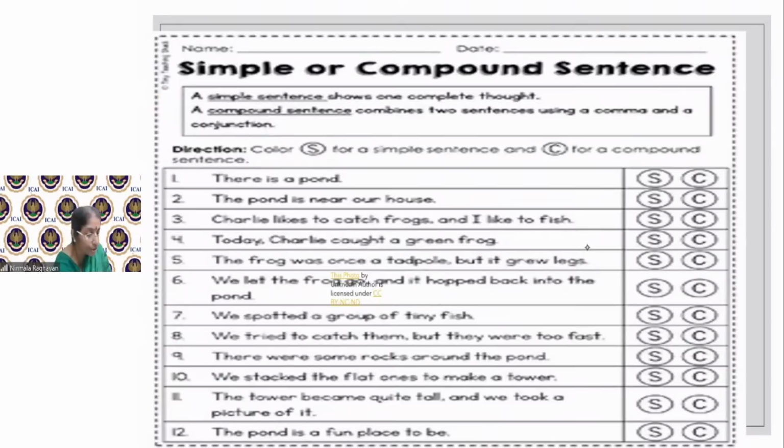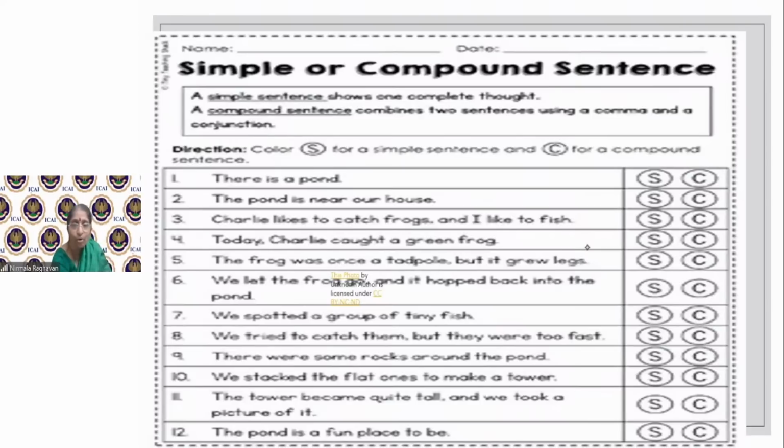Okay, let me give you the answers. There is a pond, simple. The pond is near our house, simple. Charles likes to catch frogs, and I like to fish. Two independent sentences joined with and. Therefore, it's compound. Today, Charlie caught a green frog. Simple. The frog was once a tadpole, but it grew legs. It grew legs can be a separate main clause, and the frog was once a tadpole can be another main clause, joined with a conjunction, but.